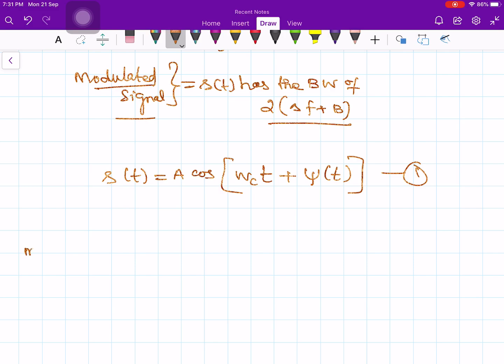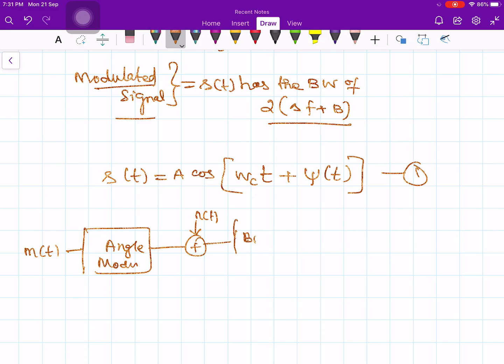M of t, angle modulator, and then channel, noise is getting added N of t, then band pass filter. Let's say this is point A, and here you put an angle demodulator AD, and then put a low pass filter, band pass filter. That's it. Let's say this point is A.